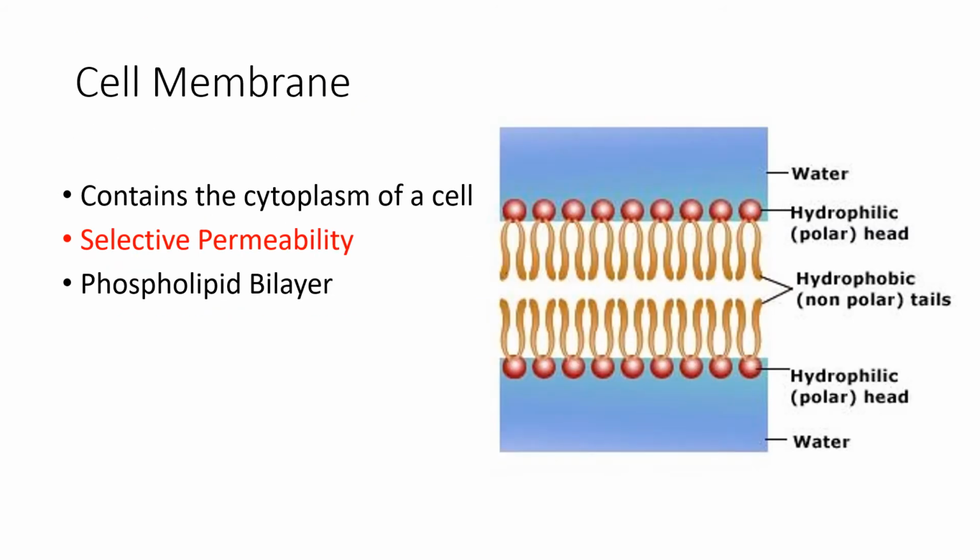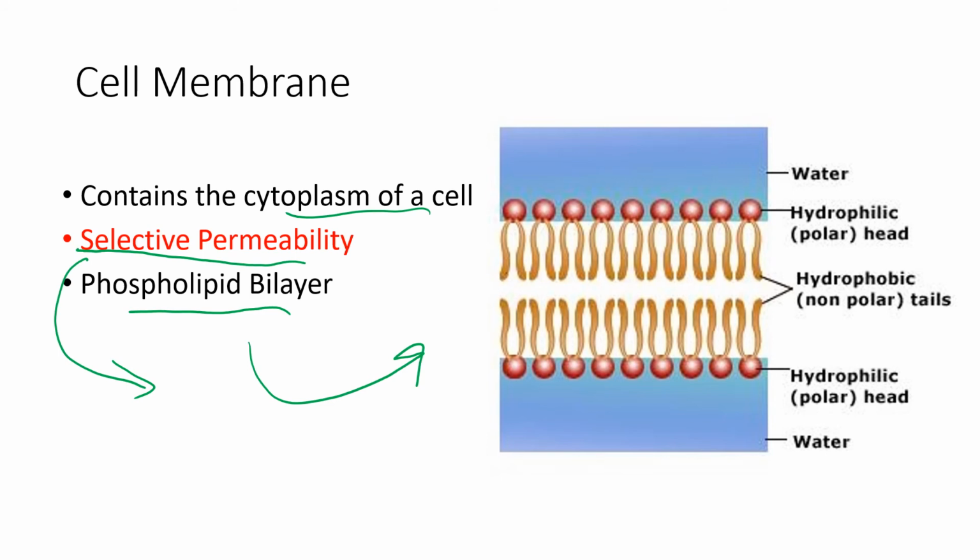So a cell membrane contains the cytoplasm of a cell, and it has selective permeability. If you just break this down, if something is selective, it's able to pick certain things, and permeability means it can allow things in. It's permeable. So a cell membrane has this capacity, and it's made up of a phospholipid bilayer. This is what it looks like. This should look a little familiar. We talked about it in the previous units.